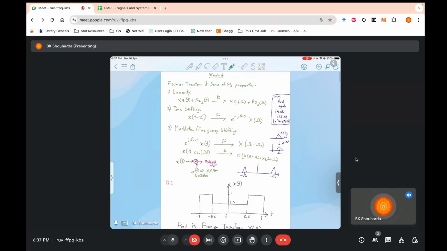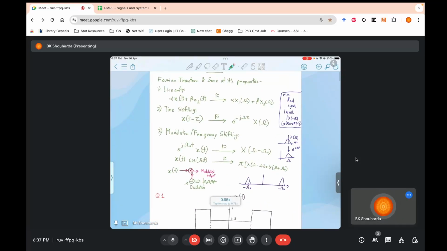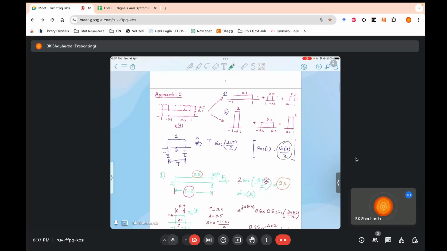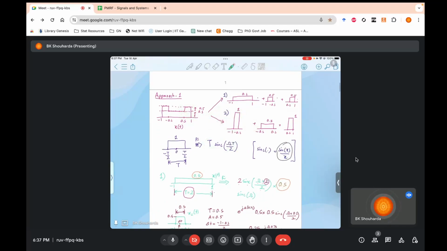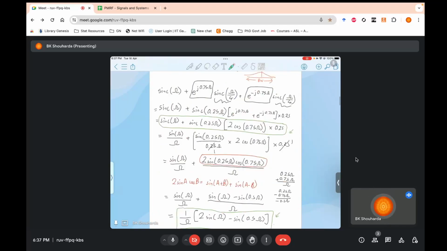Okay, so week 4 was Fourier transform and some of its properties. Here we use some properties when you are breaking signals and trying to construct the Fourier transform of each of them and then add them up based on the linearity property.